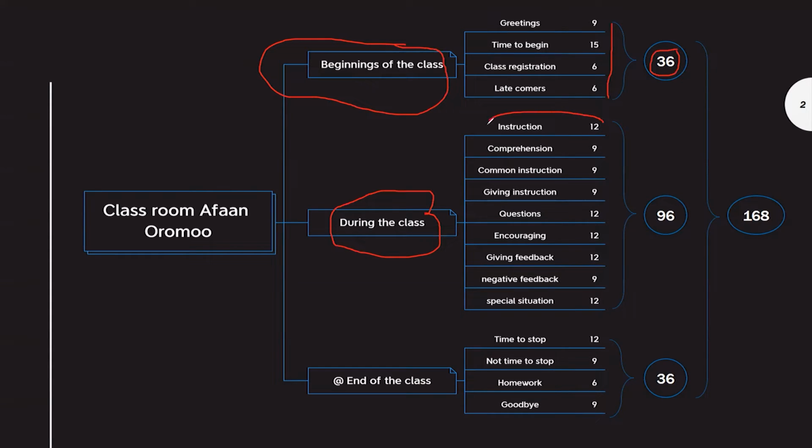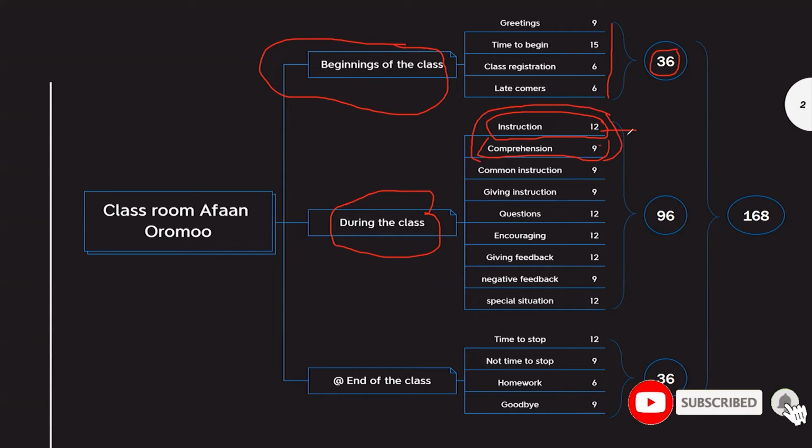First, I will teach you about instruction, what kind of instruction we can say to students, or how we can describe or explain an instruction. In the second part, I will teach you about comprehension. Today, I will complete both of them within a single video. So just listen to both of them carefully, and you will learn around 21 different phrases used in the classroom. Around 12 of them are about instruction, and about 9 of them are about comprehension. The rest we will continue in the coming tutorials.